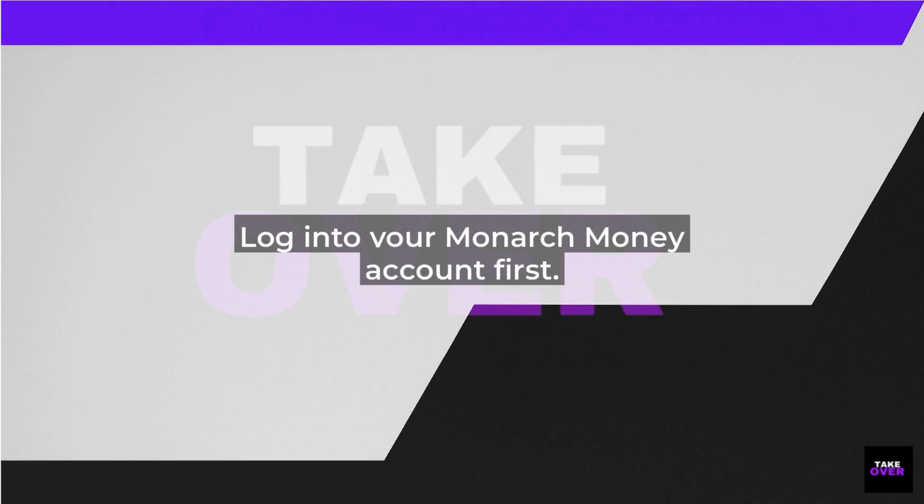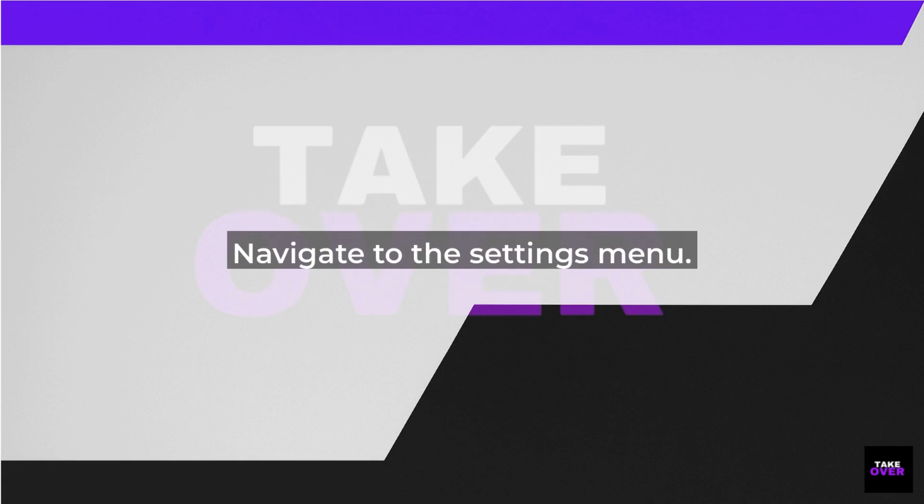First things first, make sure you're logged into your Monarch Money account on your device. Whether you're on the mobile app or the web version, start by opening the app and navigating to the main dashboard. Next, look for the settings icon. It's usually a gear or 3 dots in the top right corner. Tap or click on that to enter the settings menu.